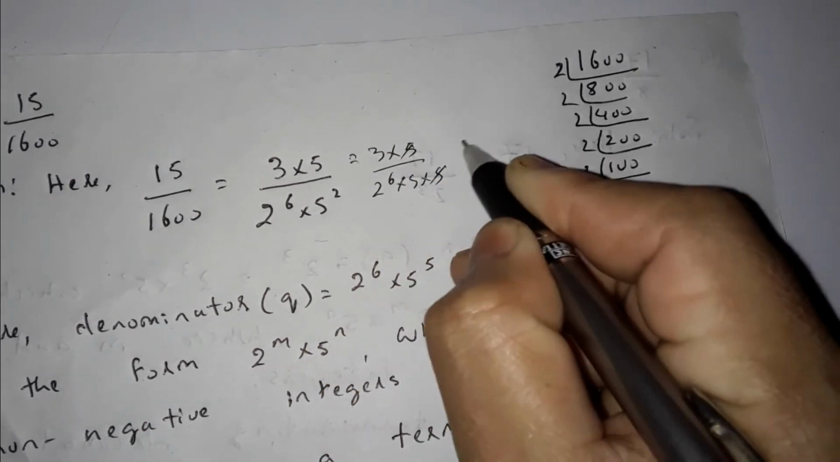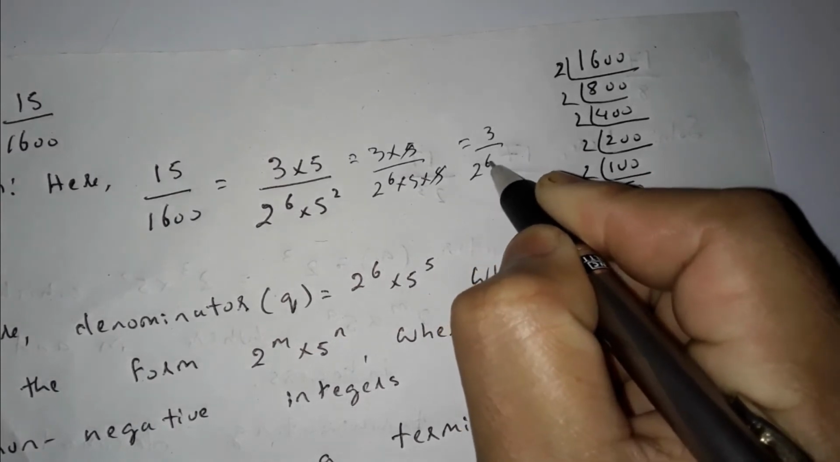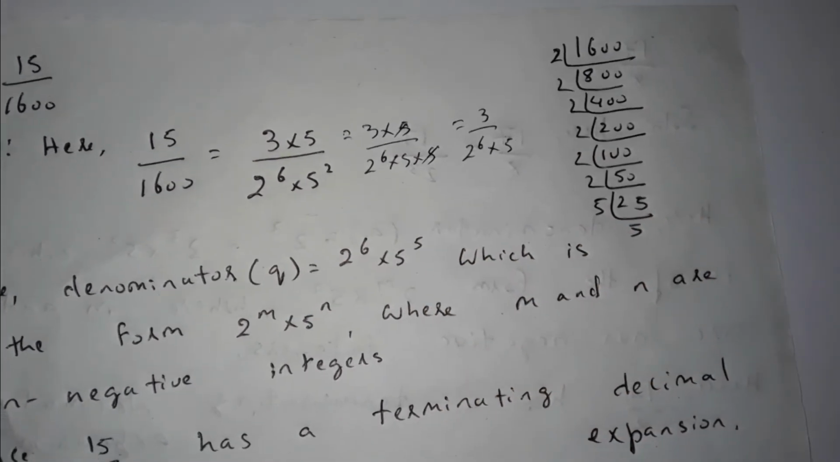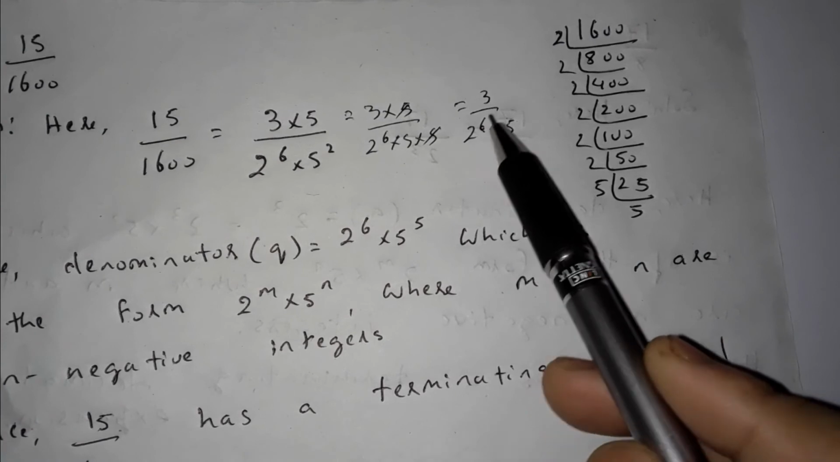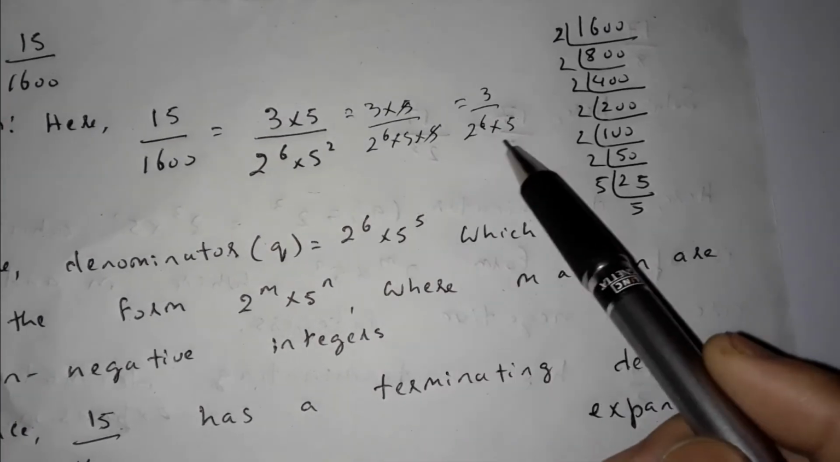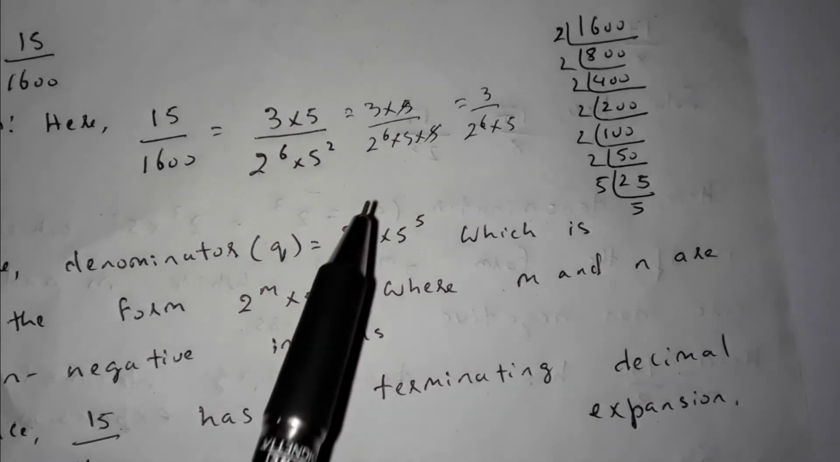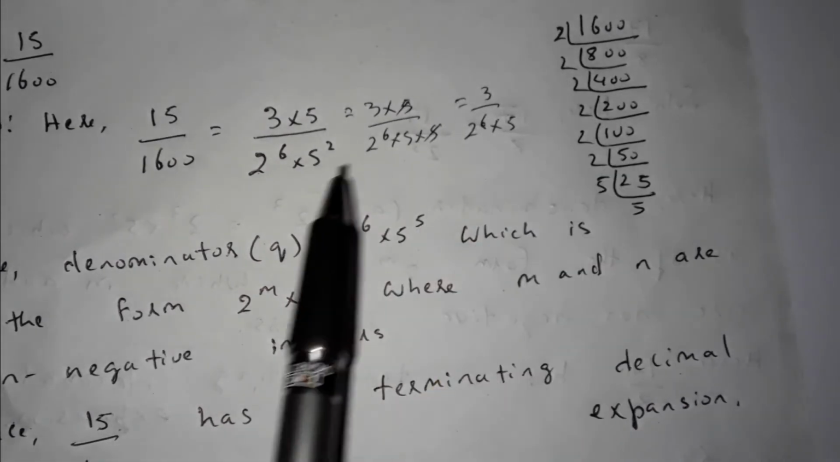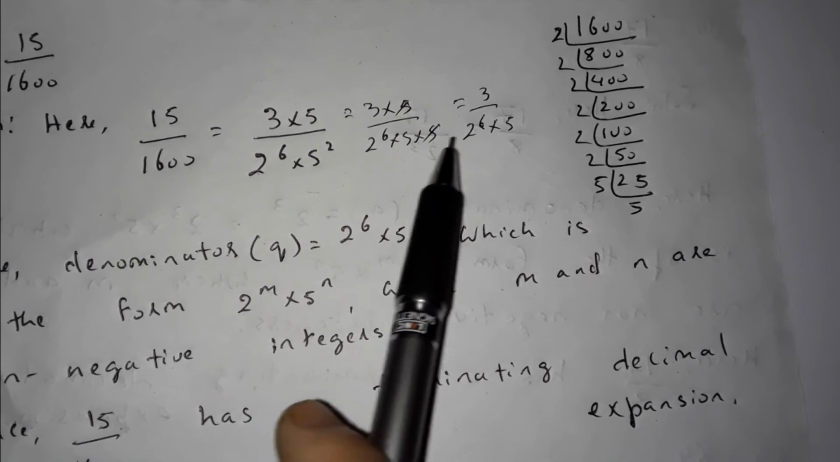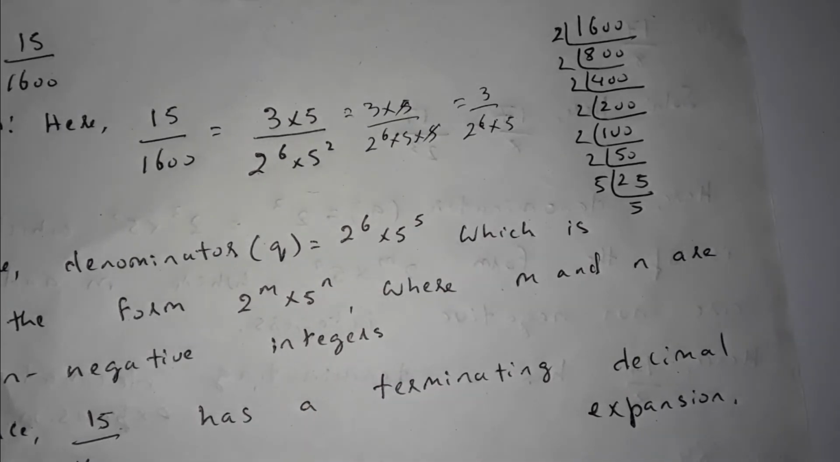So 5 and 5 cancel. You get 3 by 2^6 into 5. Okay. So if you cancel or not, the denominator will have 2 and 5. Even if you don't cancel, the denominator will have 2 and 5. This also has 2 and 5. So it will be a terminating decimal expansion.